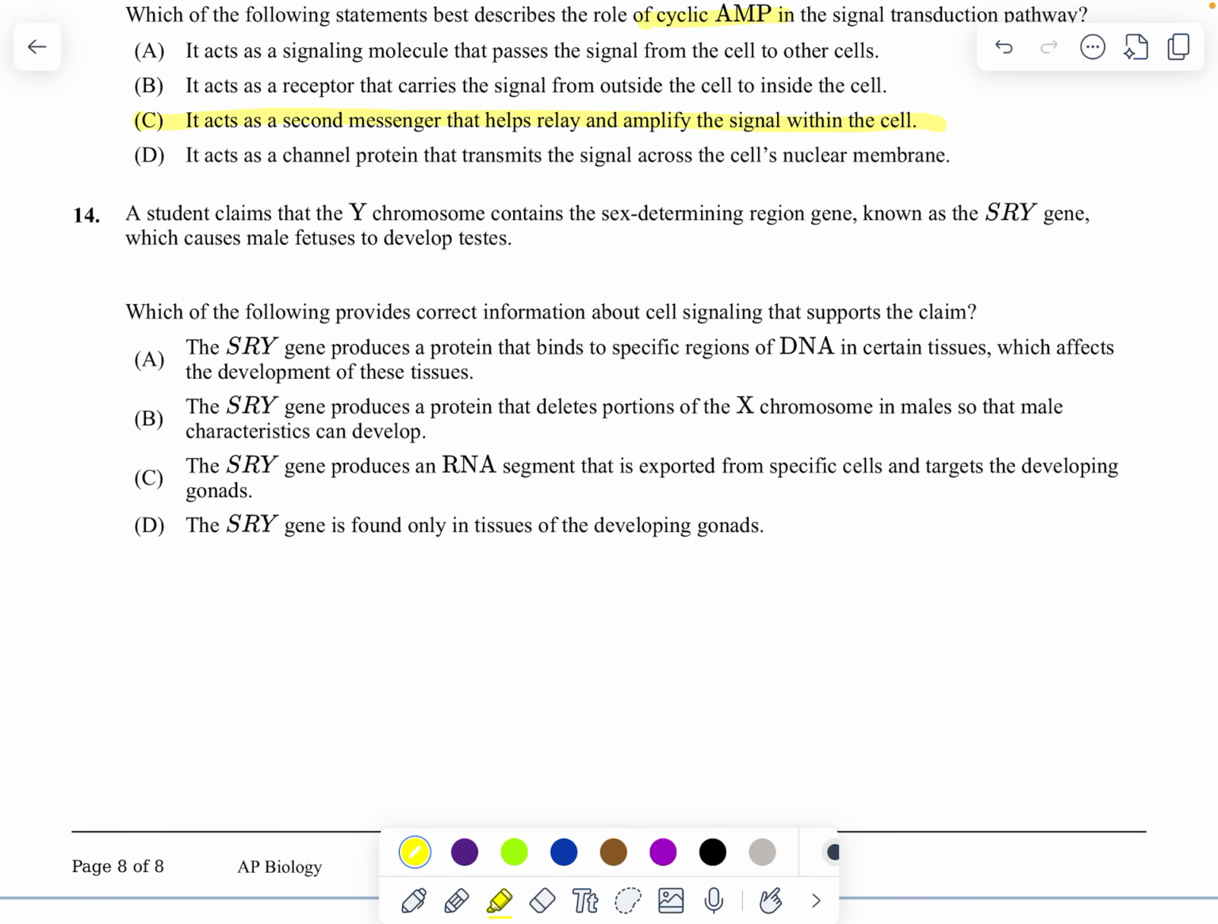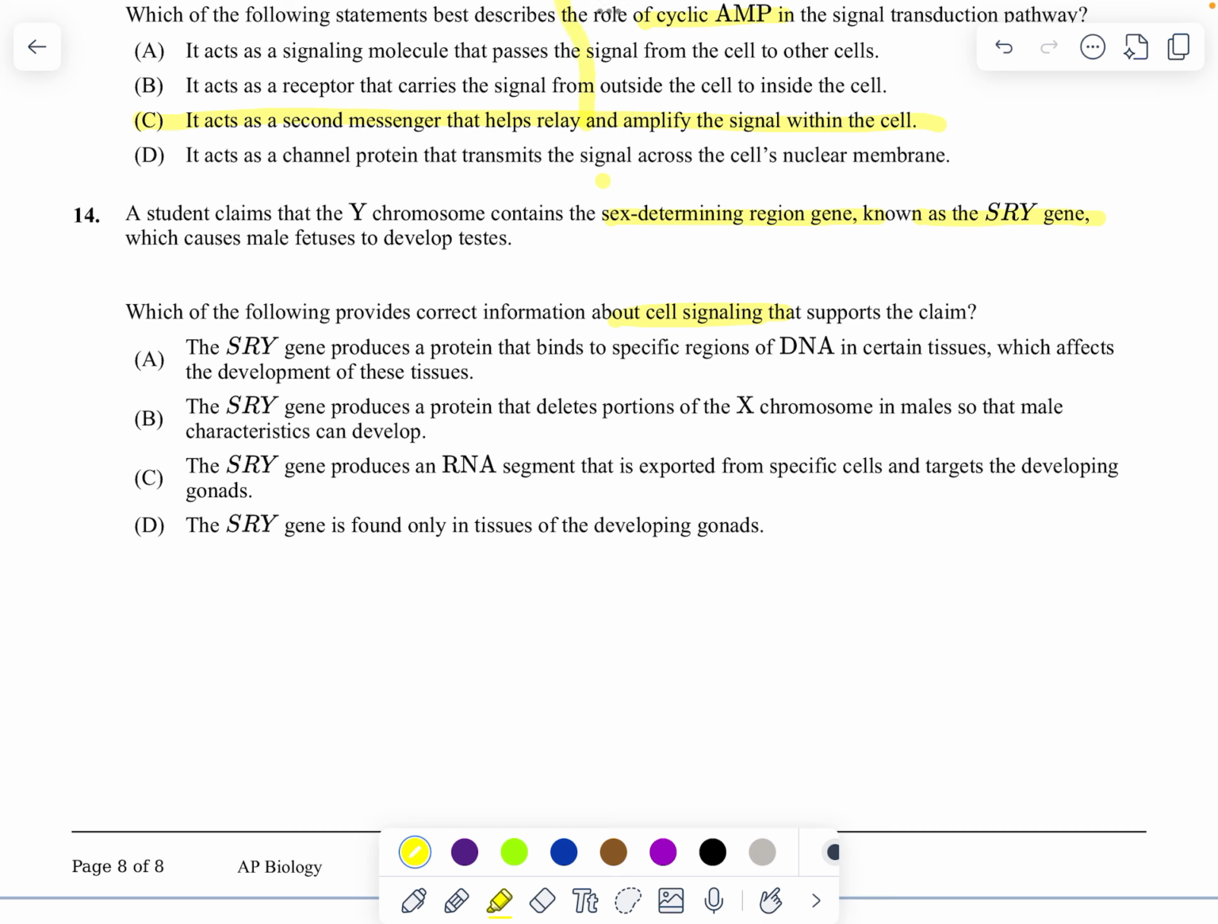A student claims that the Y chromosome contains a sex-determining region gene known as SRY, which causes male fetuses to develop testes. Which of the following provides correct information about cell signaling, well, that's a key word, that supports the claim? Cell signaling.